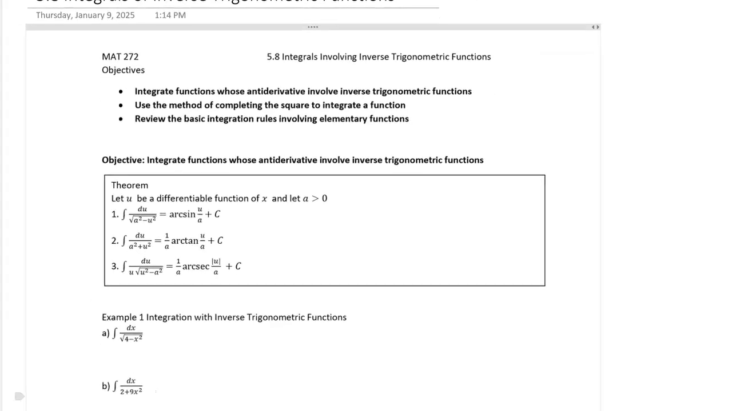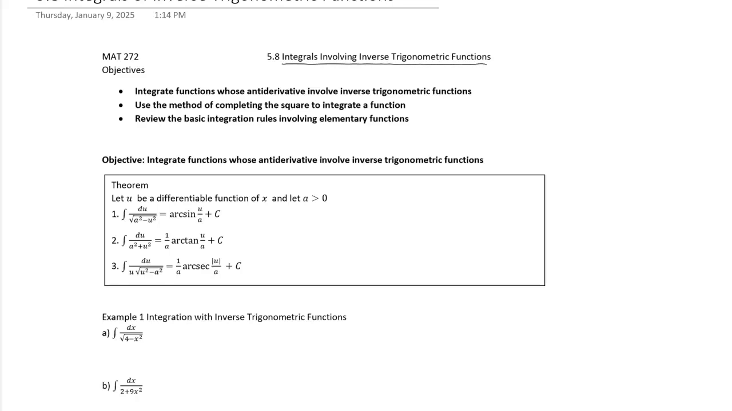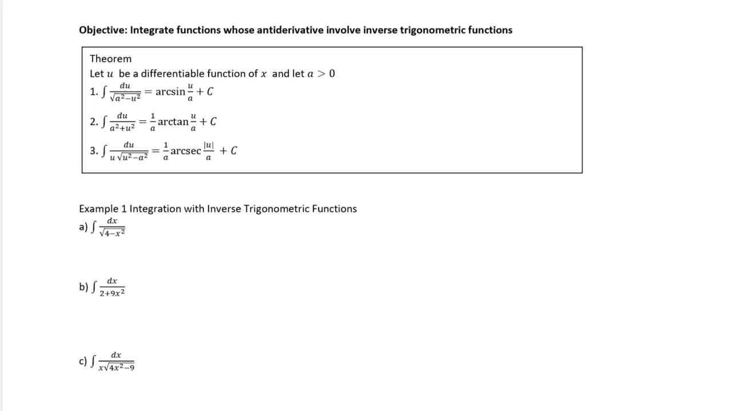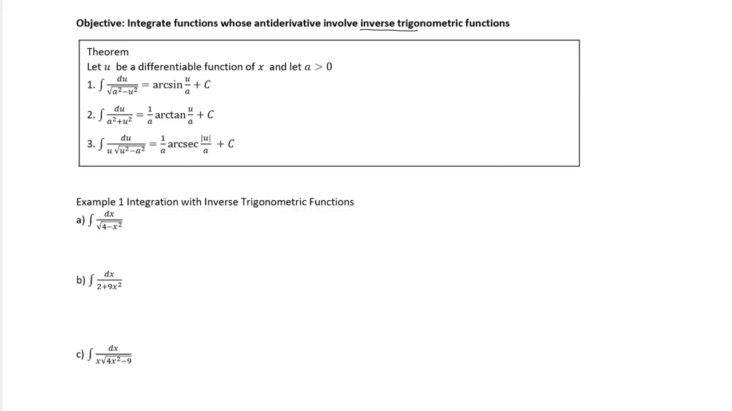In this section, we will be studying how to integrate expressions that involve an inverse trigonometric function. Our first objective is to be able to integrate functions where the antiderivative involves inverse trig. We have a theorem that has 3 parts and it gives us 3 separate integration formulas. Keep in mind that u does need to be a differentiable function of x and a is a positive number.